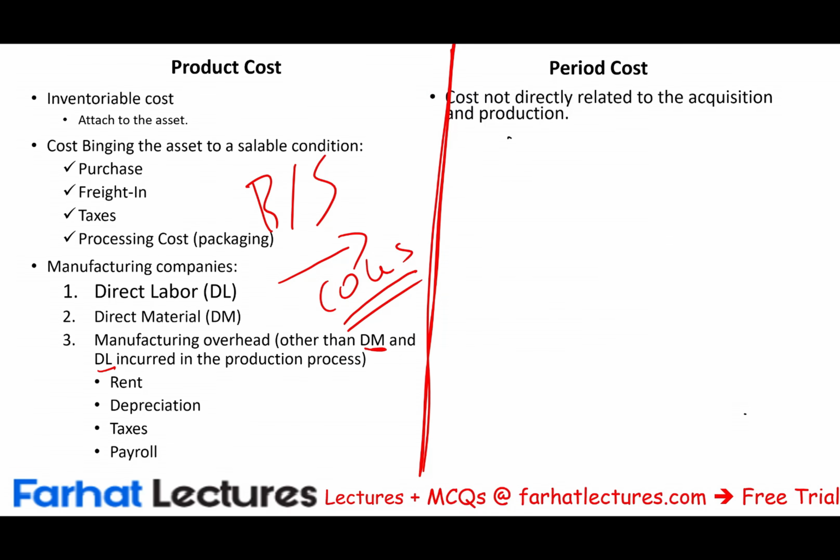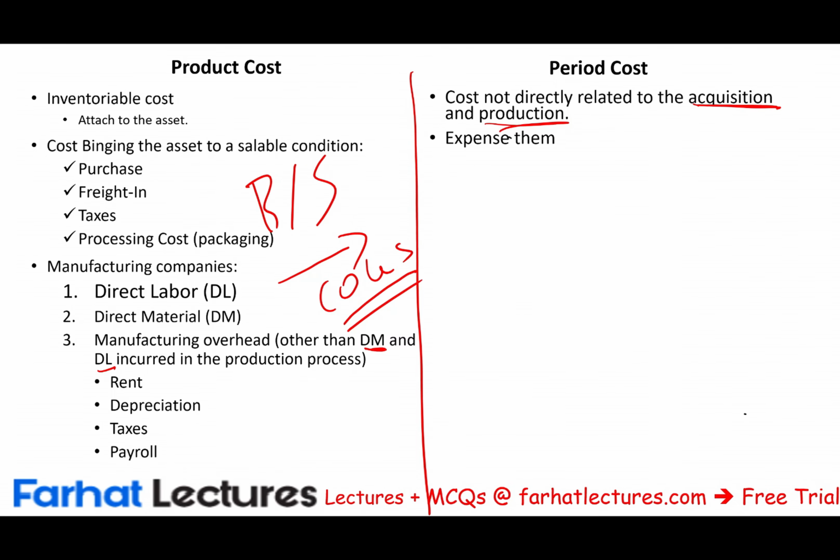A period cost is cost that's not directly related to the acquisition of inventory or the production of inventory. So we're going to incur other costs to run the company, but those costs have nothing to do with acquiring the inventory, or if you are a manufacturing company, manufacturing the inventory. Okay, great. What do we do with those costs? We will expense them. Like what? Selling and administrative expenses. Those are the two main costs that we have to expense because we have to move on. They're not related to the inventory. We need to incur them in order to run the company.